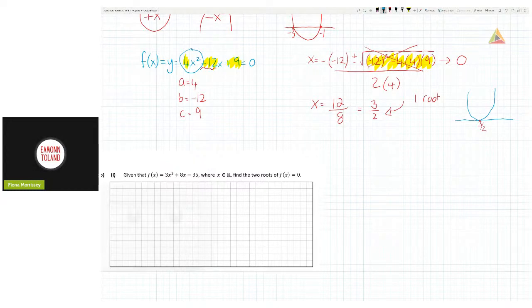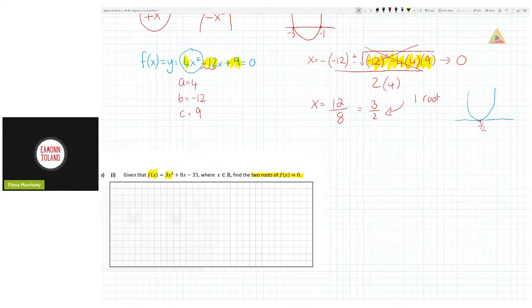Okay, so it's giving me the same notation, that f of x notation, which we know is exactly the same thing as y. It's giving me a U-shaped quadratic because it has a positive value of x squared here. It's telling me that x is a real number, so we're not expecting complex roots here. And we're looking for the 2 roots of the function. So when that function is equal to 0, what are my 2 roots?